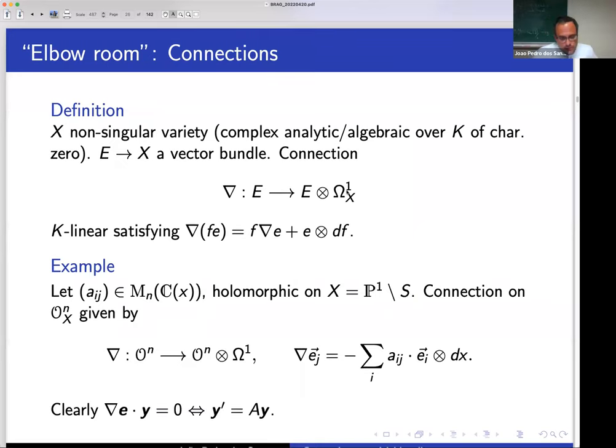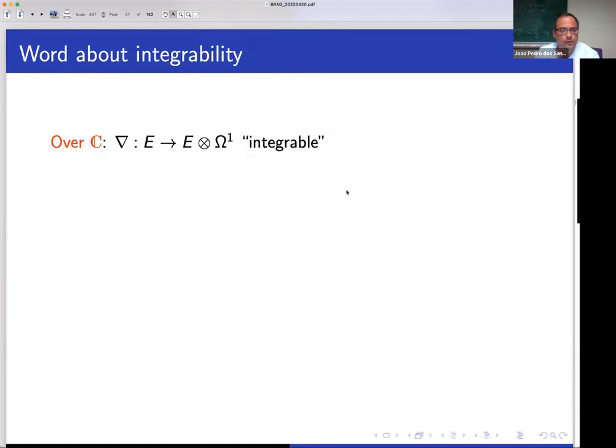And just a simple calculation shows that finding sections which are killed by nabla amounts to finding solutions of this equation. Okay, so this is how you recycle this theory into a more robust one in terms of vector bundles and connections. Now just a little word about integrability, which is in order.